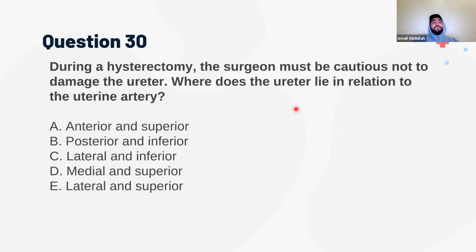All right. So during a hysterectomy, the surgeon must be cautious not to damage the ureter. Where does the ureter lie in relation to the uterine artery? So hysterectomy is removal of the uterus. Okay, you need to be very careful. It says the ureter in relation to the uterine artery. So where does it lie in relation to the uterine artery?